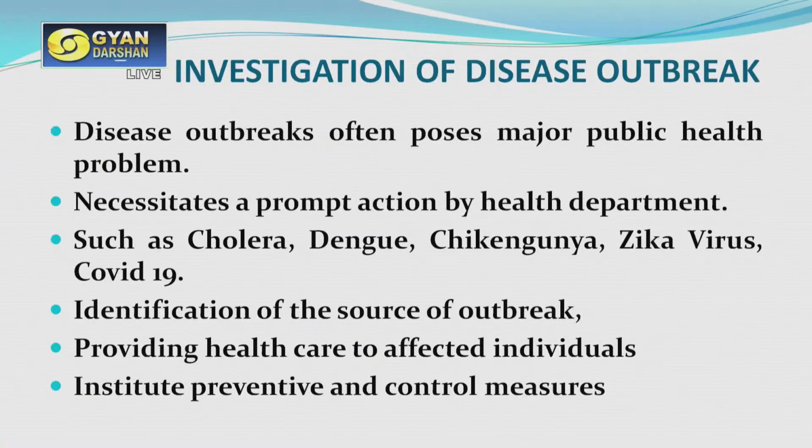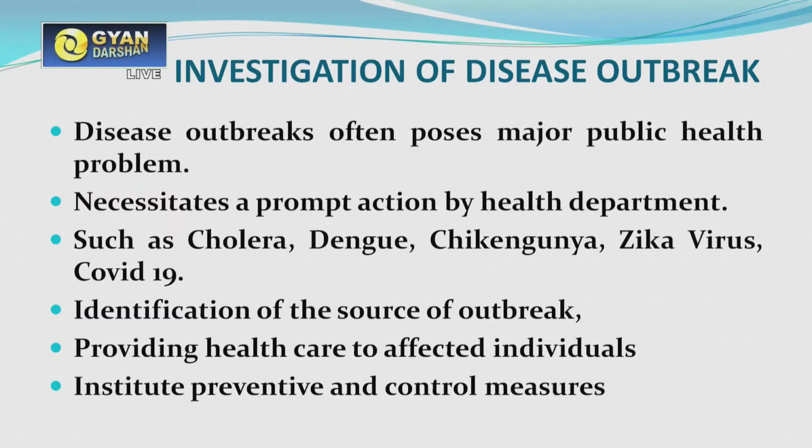The disease outbreak often poses a major public health problem in the community. So it necessitates a prompt action by the health department. You cannot wait, because it is an epidemic, it is contagious, it can spread rapidly from one person to another. So it necessitates your active participation as well as prompt action. There are various epidemics which have occurred in the past, like cholera, dengue, chikungunya, Zika virus, as well as COVID-19, which was in the form of a pandemic.